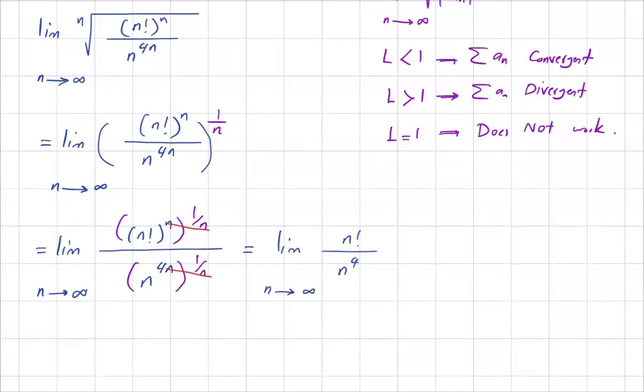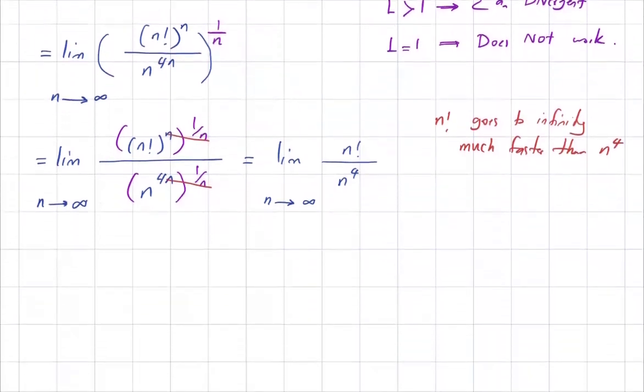But the numerator goes to infinity much faster than the denominator. N factorial goes to infinity much faster than n to the 4th. So what's the meaning of that? You can break this guy down into smaller pieces if you feel more comfortable, or you can basically take a look at the speed of these quantities.